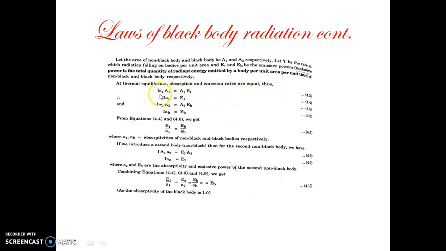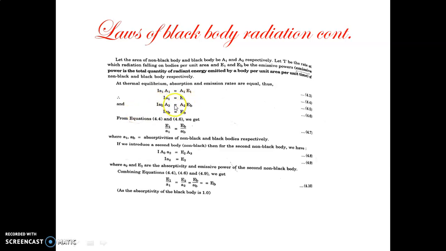So we can write I, that is the rate at which radiation falls on this body, multiplied by A1. A1 is the absorptivity of the non-black body. Then capital A1 is the area of that non-black body, which is equal to A1 E1. Here also we have to multiply by area A1 and E1. E1 is the total emissive power. That means absorption is equal to emission rate. So here the A1 gets cancelled and we obtain A1 is equal to E1.